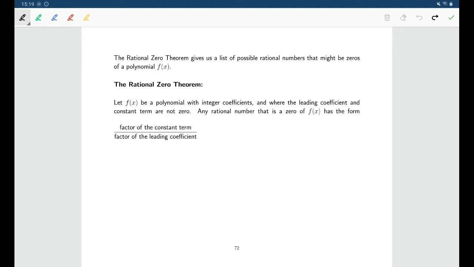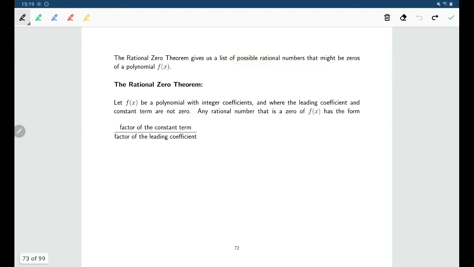A couple of things just to keep in mind here. The first part is the word possible. The rational zero theorem does not tell us which ones actually are zeros or not. That we'll have to still test. But it gives us a list of numbers that might be zeros for our polynomial.